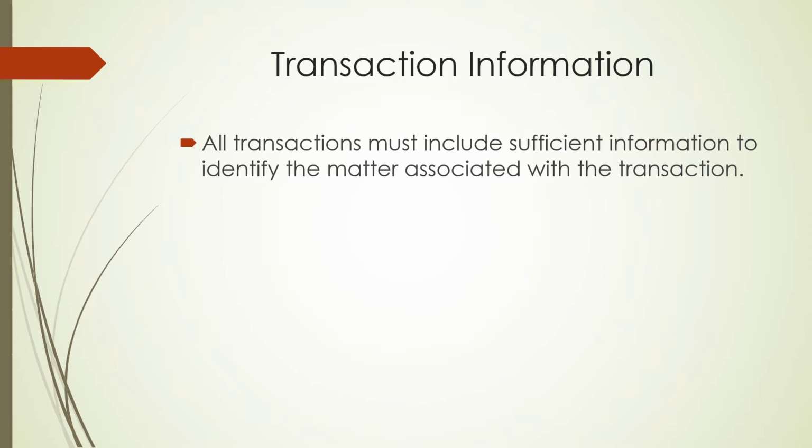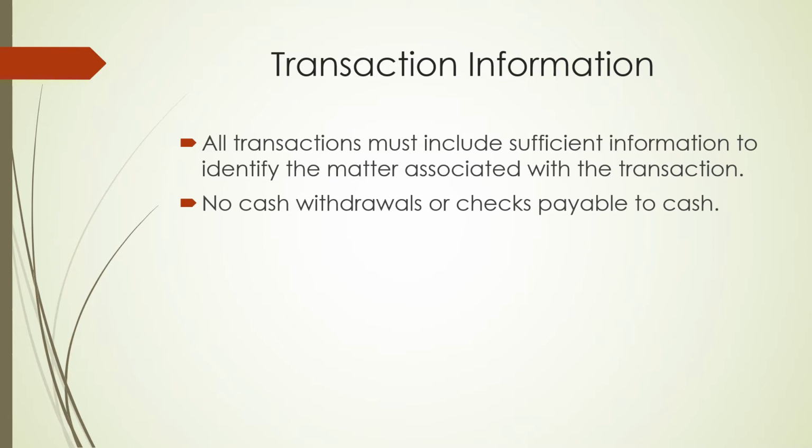For example, if an attorney is writing a check for a court filing fee, include enough information on the check to associate the transaction with a matter. For example, include the client name, the case name, or a matter number in the memo section of the check. The purpose of this is to allow you to reconstruct the transaction even years later. An attorney may never make a cash withdrawal or write checks payable to cash. In addition to being specifically prohibited by New Hampshire Supreme Court Rule 52C5, a cash withdrawal does not allow for an appropriate audit trail.